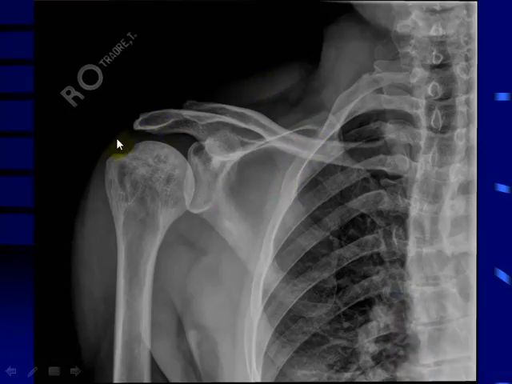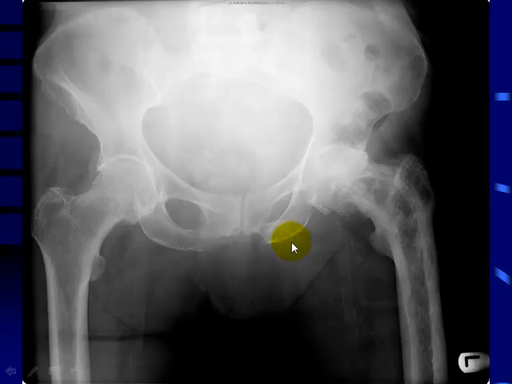Here in the humerus, proximal humerus, trabecular pattern here is also subtle, but definitely thickened. Thickened trabecular pattern. Here in the pelvis, on the left femur, you can see there is thickening of the trabecula again compared to the right, normal right side, to the abnormal left side.